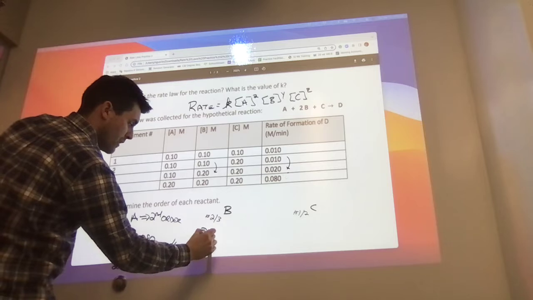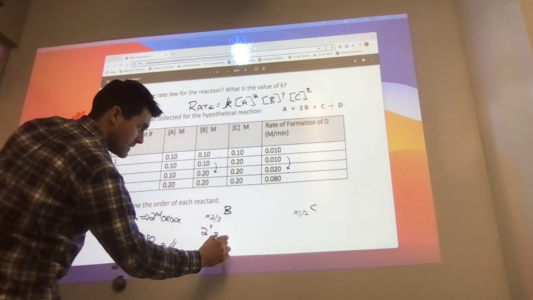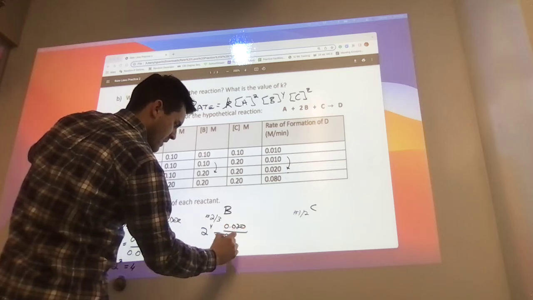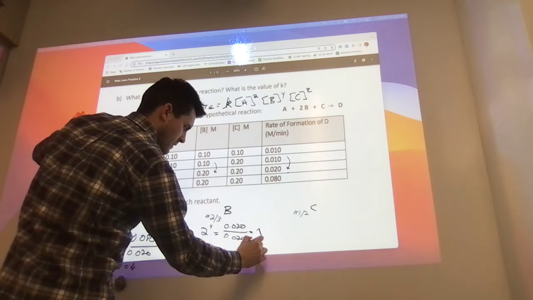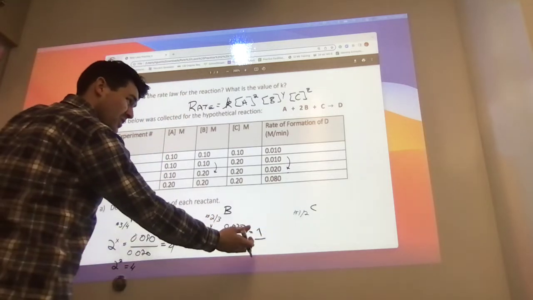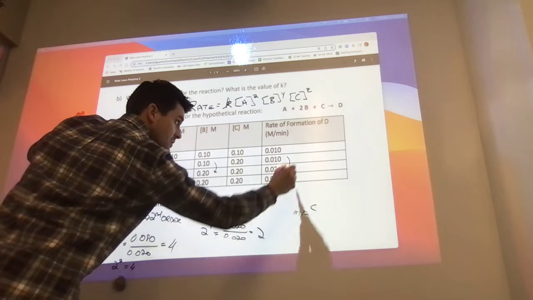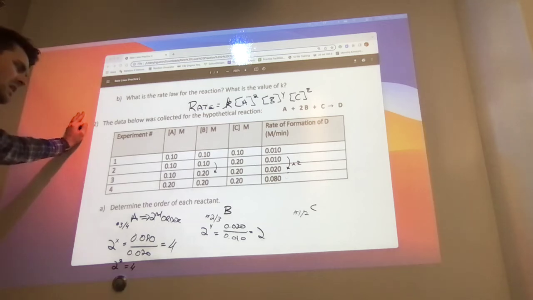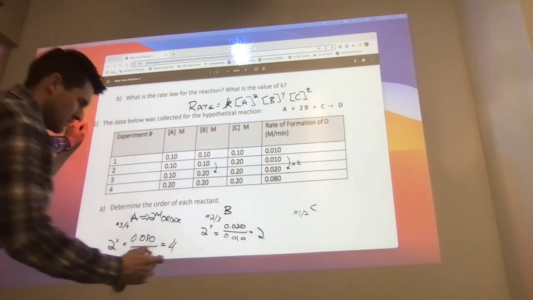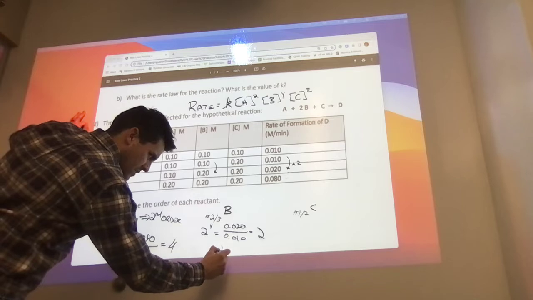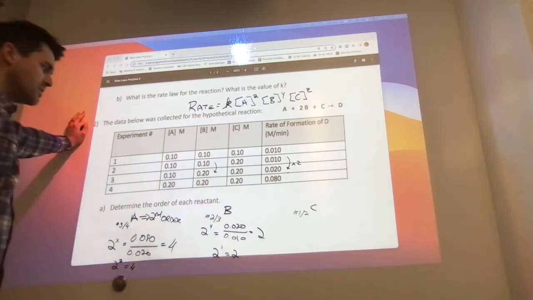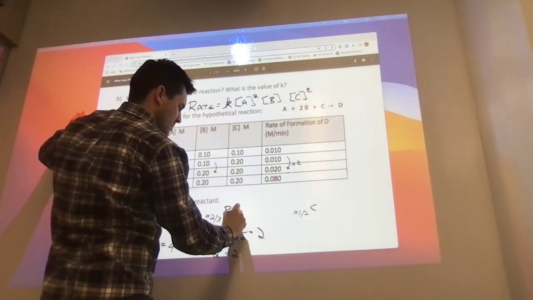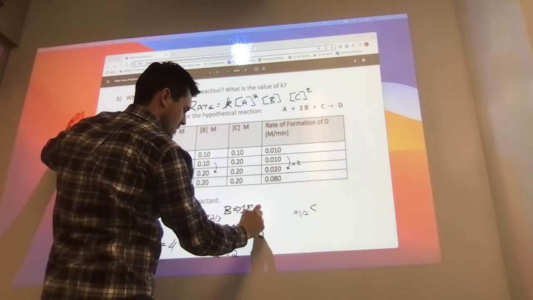So 2 raised to some exponent Y is equal to 0.020 divided by, well, this is just silly. I don't know why I even divided it. 2 to some number is, I'm sorry, that's a 2, times 2. 2 to some number is equal to 2. Well, I would hope most students, without having to do logs, would say 2 to the first power equals 2, which means that this exponent here is a 1, and I'm not even going to write that 1 in, but I will say that this is first order.